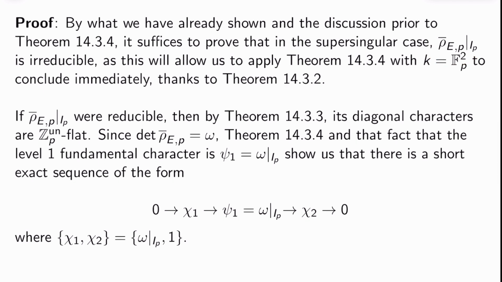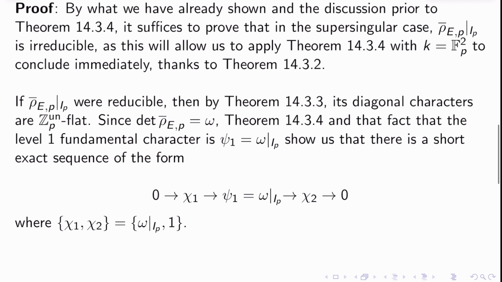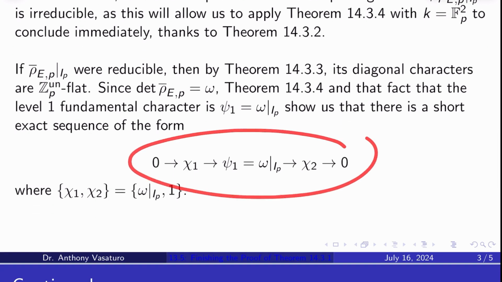If it were reducible, then by Theorem 14.3.3, Raynaud's equivalence of categories, its diagonal characters are Z_p flat. Since det rho bar_{E,p} is omega, we've known this has cyclotomic determinant for a while, Theorem 14.3.4 and the fact that the level 1 fundamental character is nothing but omega restricted to I_p show us that there's a short exact sequence of the form 0 to psi_1, the first fundamental character, which is omega restricted to I_p, to chi_2 to 0, where chi_1 and chi_2 are just omega restricted to I_p and the trivial character in some order. This is a little exercise that you should go back and do to make sure you have a good grasp of the theorems that have been used so far. It's a very easy exercise.